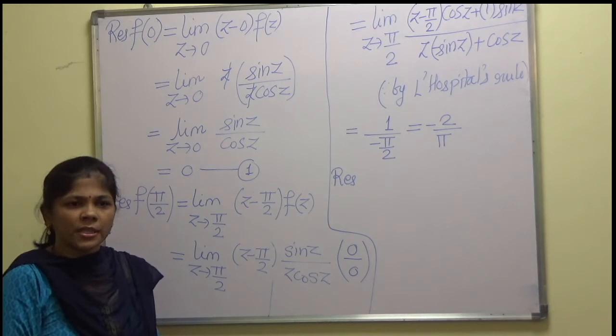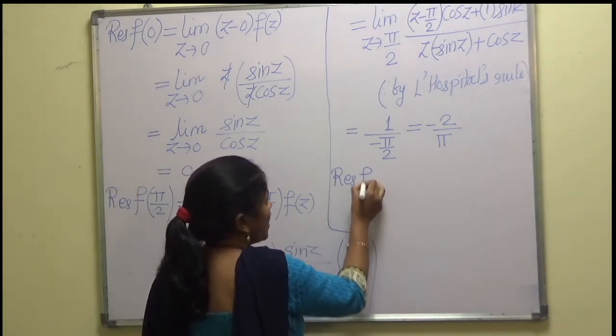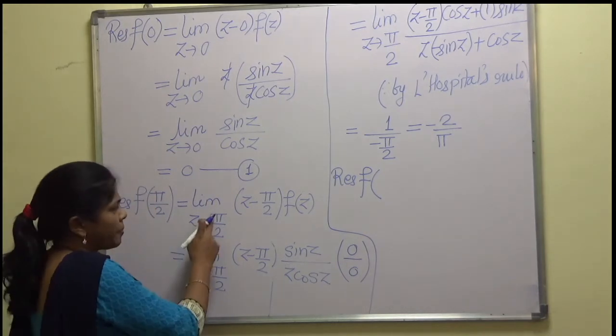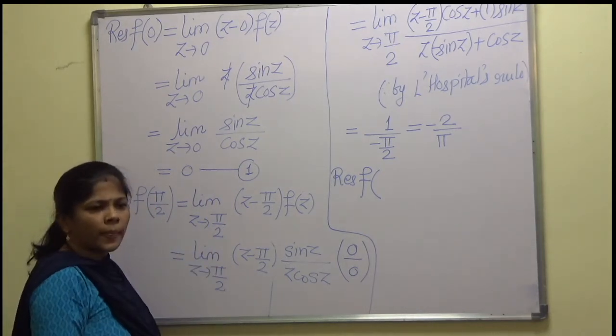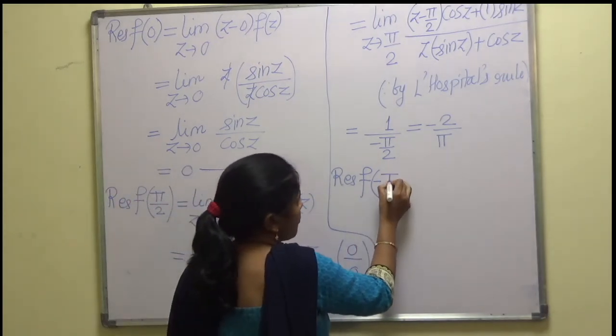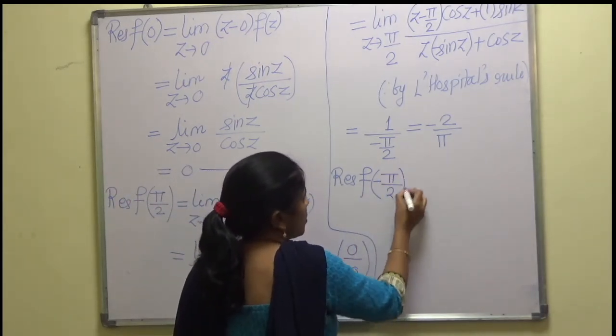Now one more pole is left. Find out the residue at that pole. So on similar lines, work it out. Here in place of pi by 2, what are you going to put? z as minus pi by 2. So what will be the residue of f of z at z equal to minus pi by 2?